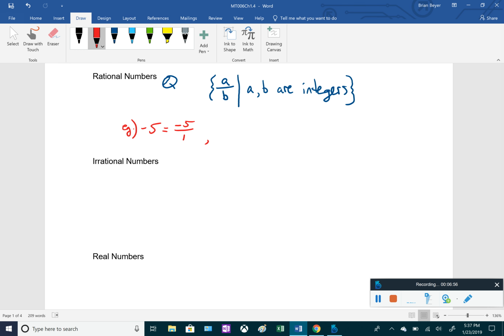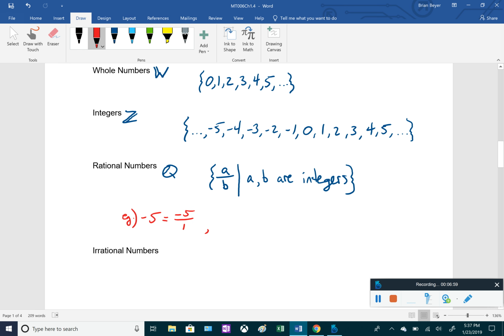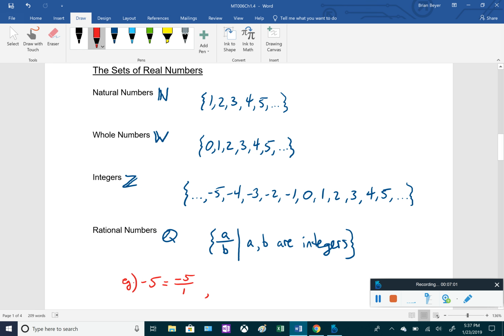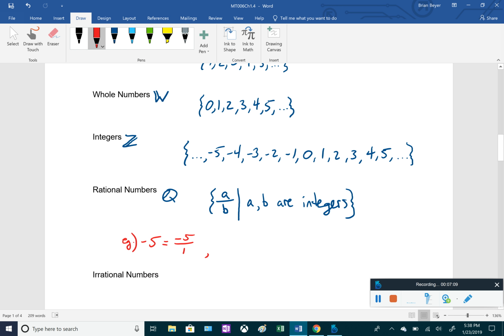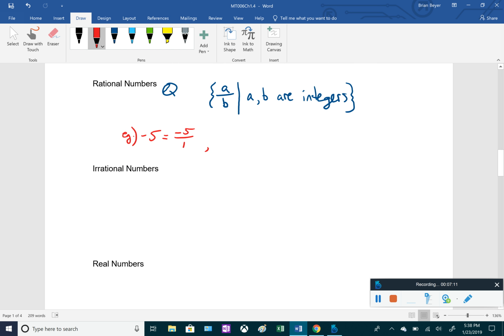So these sets are kind of getting absorbed into the one above them for now. So natural numbers are a subset of whole numbers, which are a subset of integers, which is a subset of rational numbers. So another example for rational numbers could be 2/3. So 2/3 is a rational number because it's a ratio of two numbers where the numerator and denominator are integers.